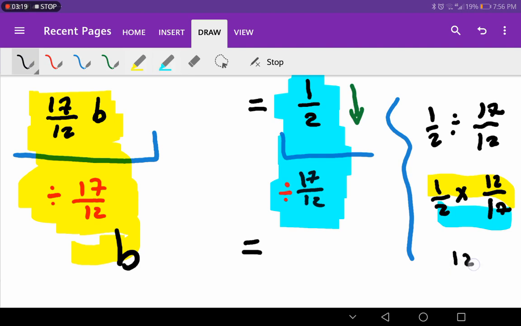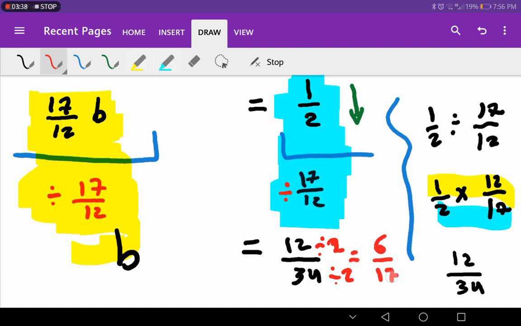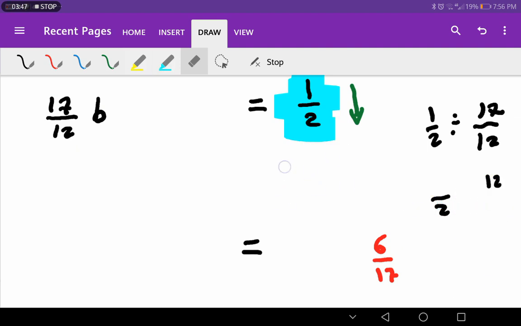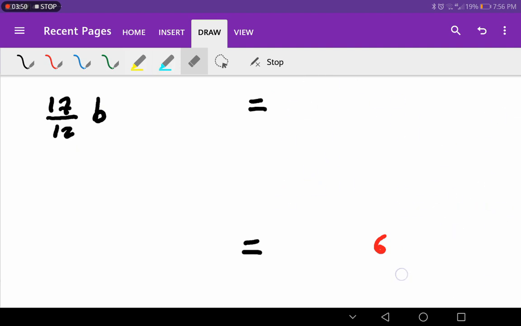So it is 12 over 34, and we can simplify it. We can simplify it by dividing by 2, dividing by 2. So it will be 6 over 17. So B equals 6 over 17. We are done with this question. Let's move to another question.